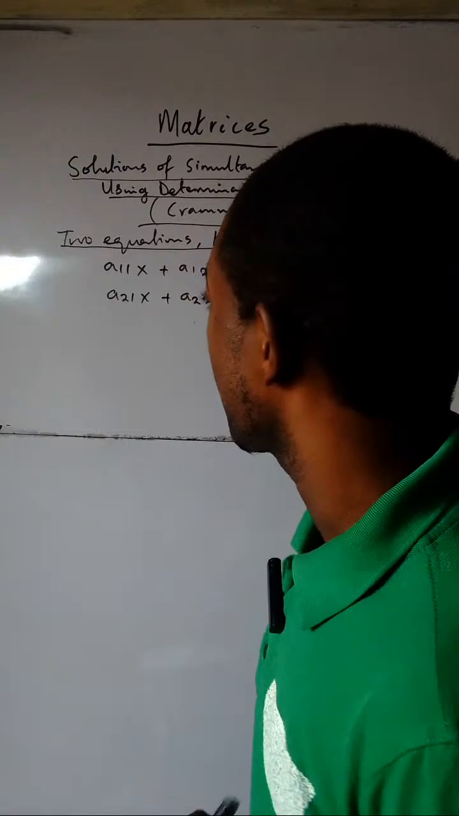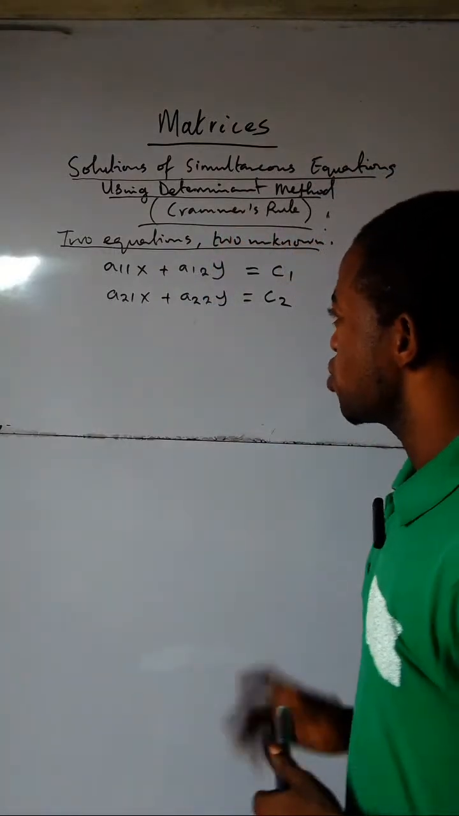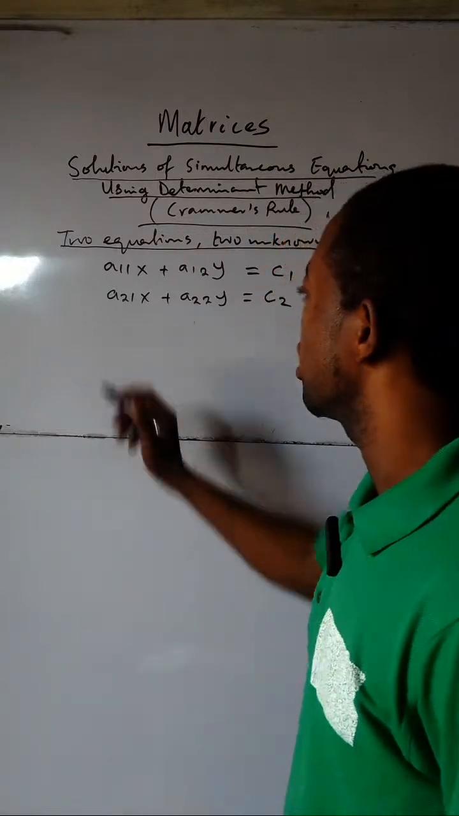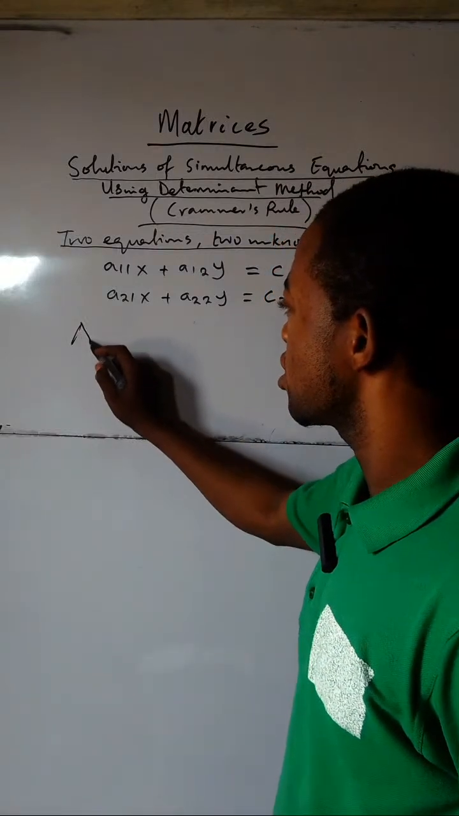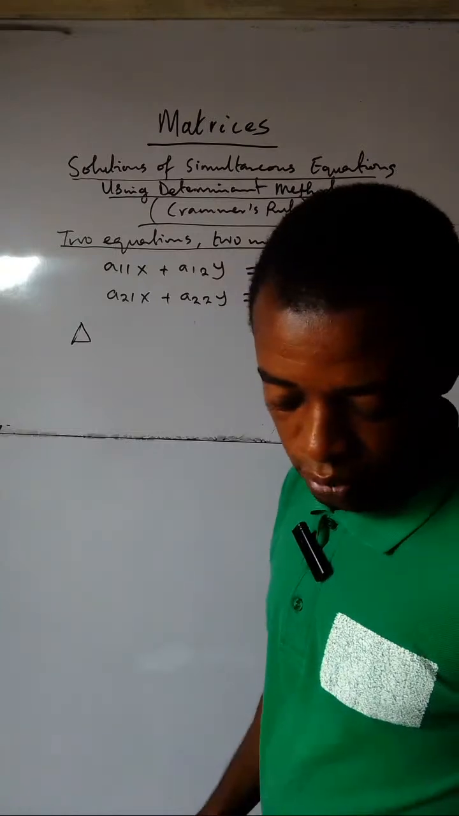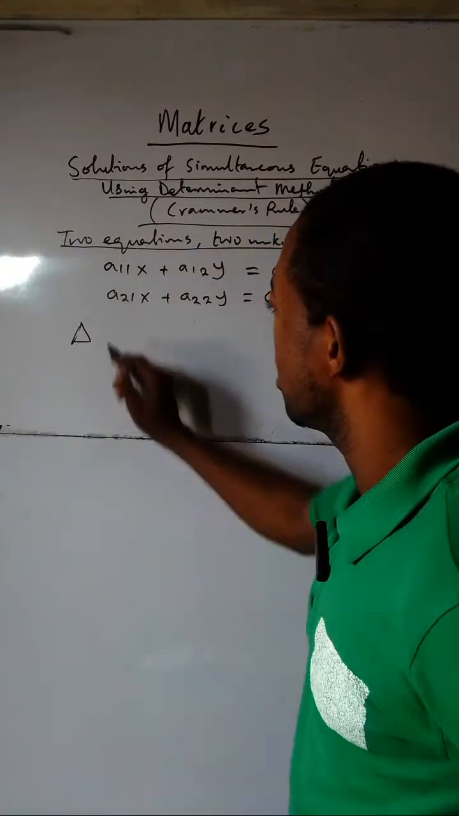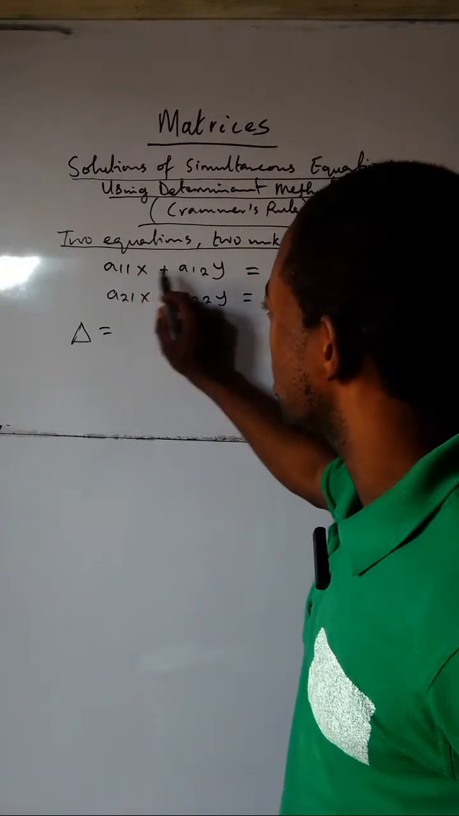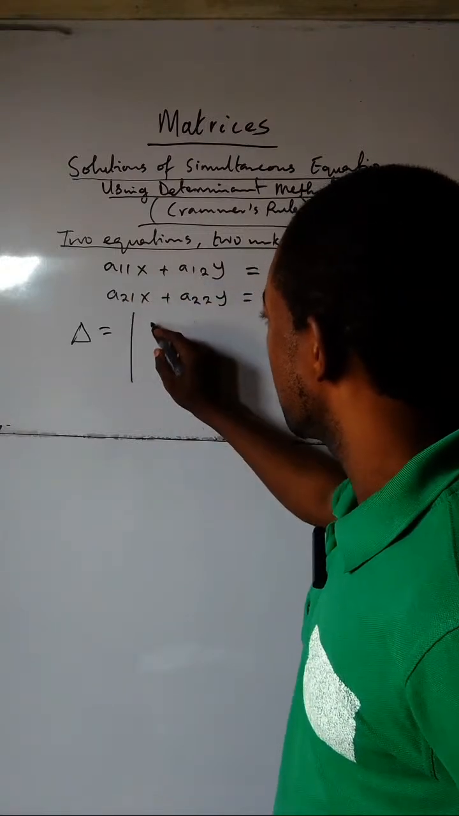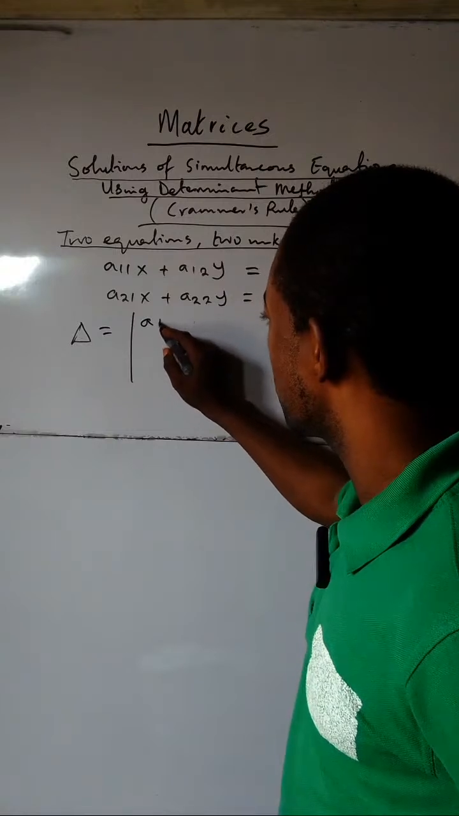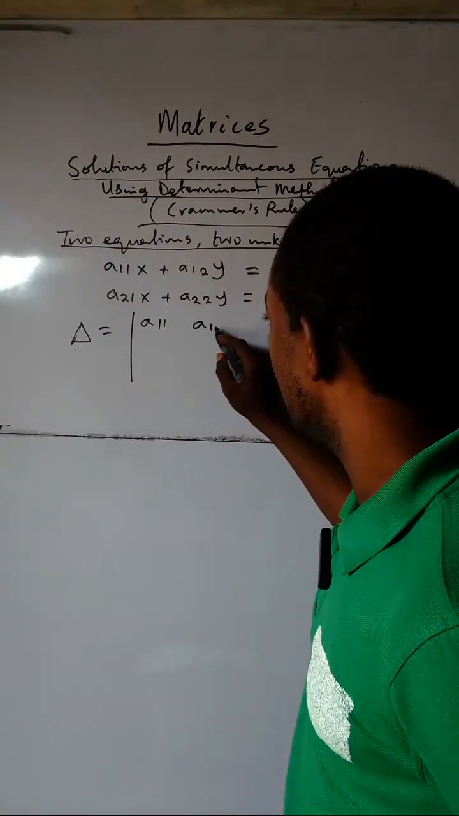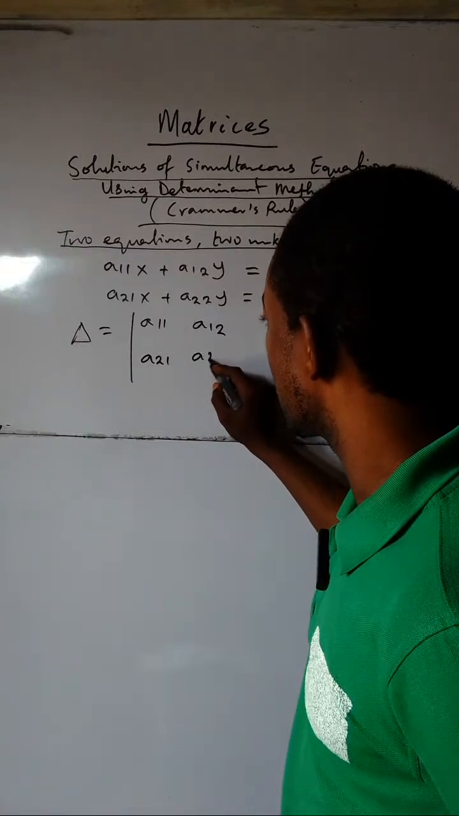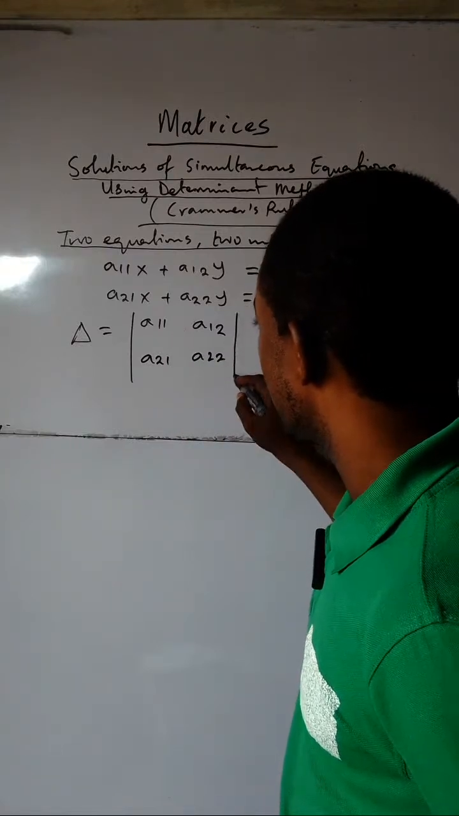Then this method here, the first thing we do is to find the determinant, denoted as delta. Determinant here is, we find the determinant of the coefficients, which is the determinant of a 2 by 2 matrix a11, a12, a21, a22. Now that is the determinant.